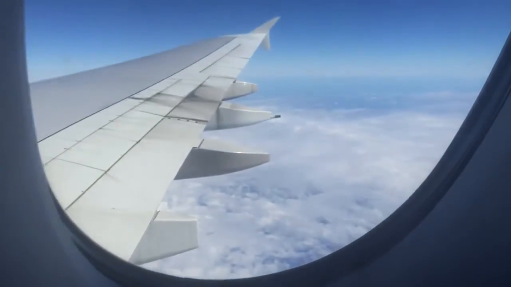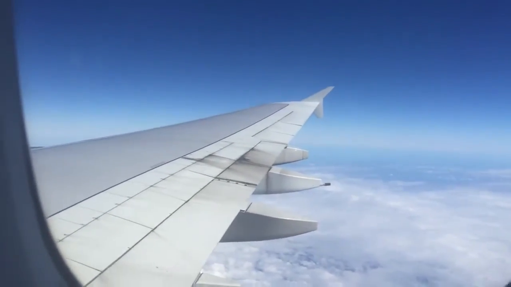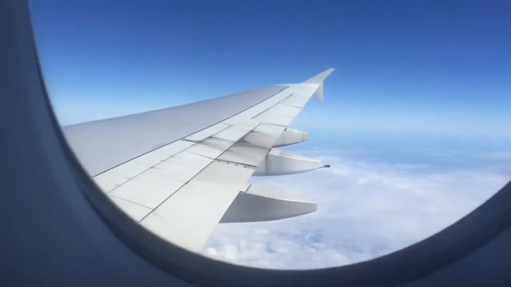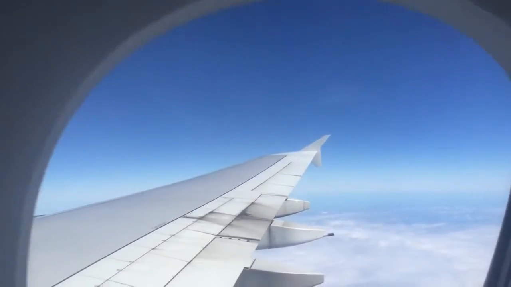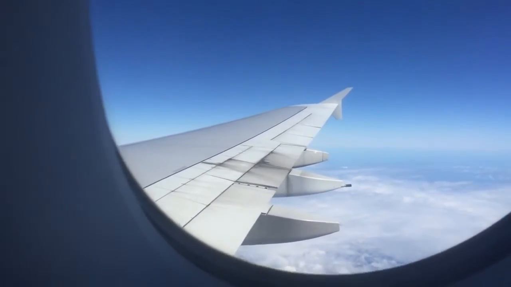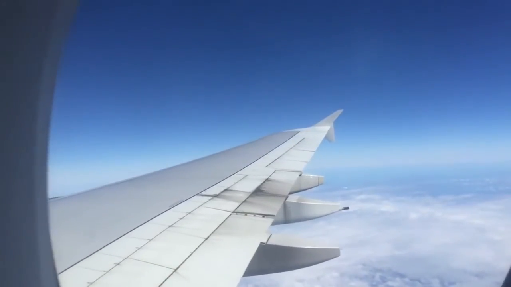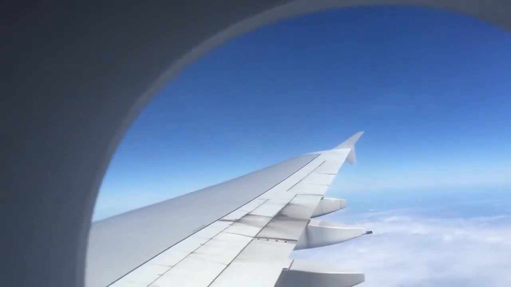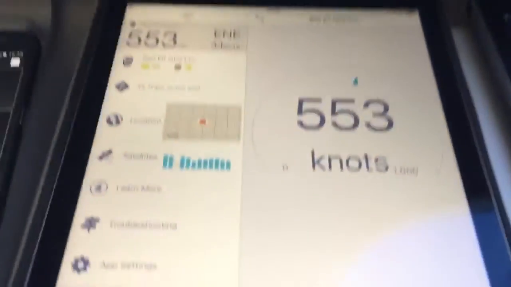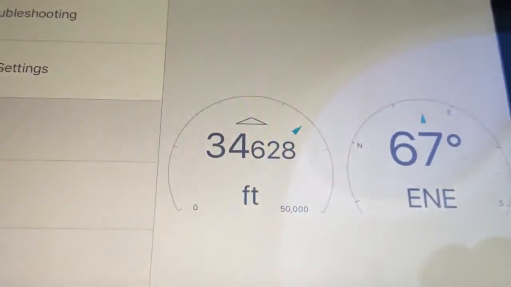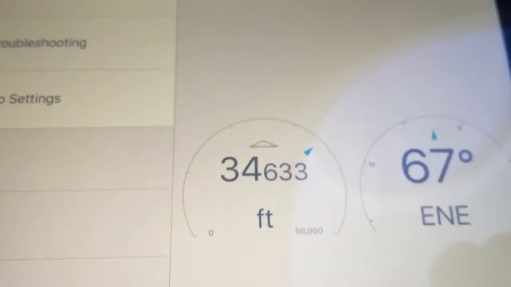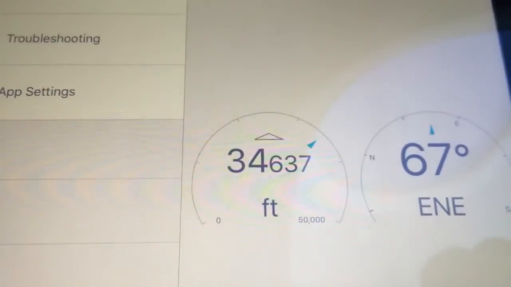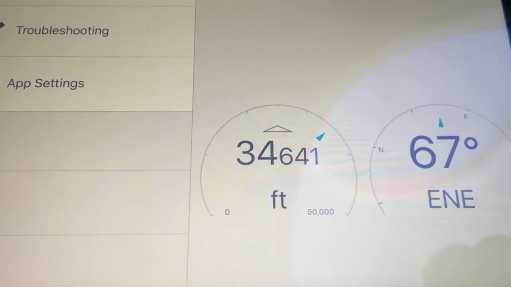So it looks like we've levelled off at 33,000 feet now. Let's have a look at where that horizon is in relation to the wing. You'll see it's significantly lower than where it was when we were flying at lower altitudes. Now the other thing to note is that the GPS is showing a higher altitude of 34,000 feet, and what I'll do is I'll explain that in the comments of this video, so if you want to know why there's a difference there, I'll explain it clearly.